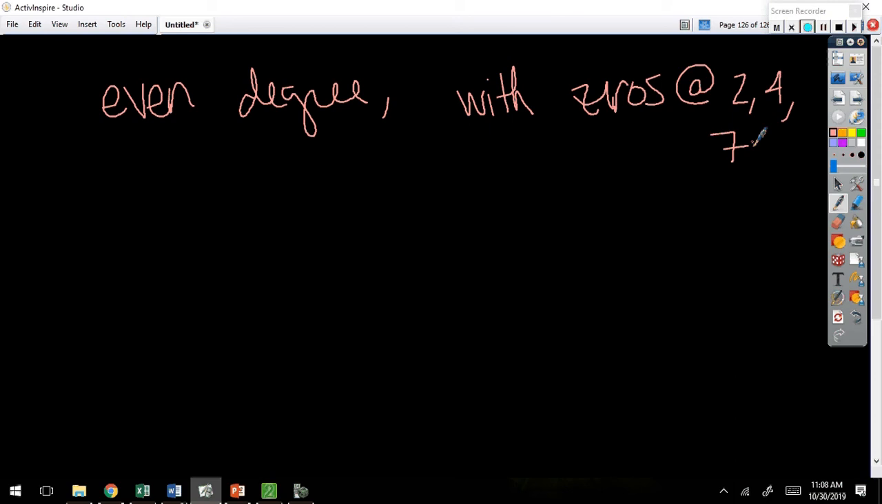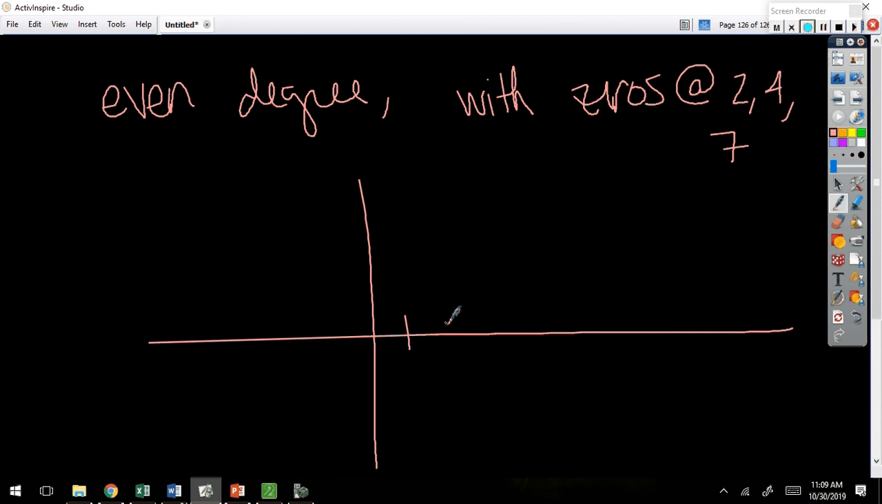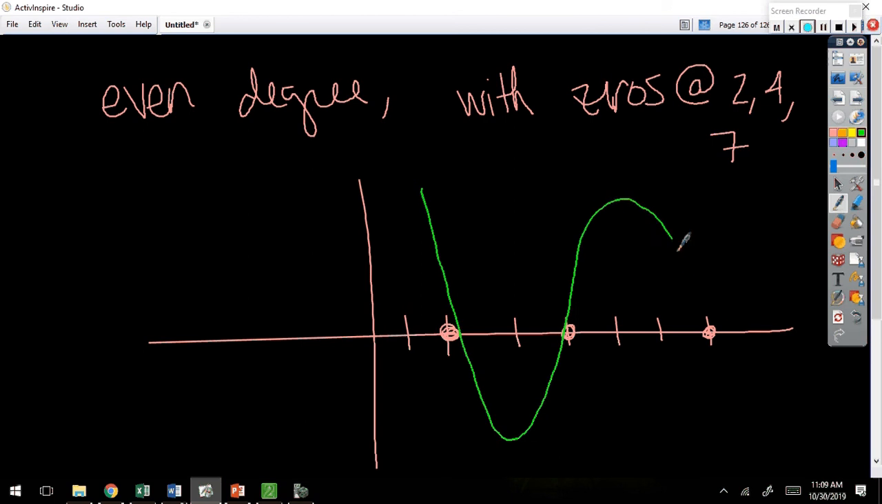Tell me what you know about even degree. What does that tell me right now? This or this, right? Right off the bat, I know that. And I know that it's crossing the x-axis at 2, 4, and 7. Everybody should look different on these, because nobody's going to come up with the exact same thing, right? I am going to make mine happy. Is that even if I stop right there?